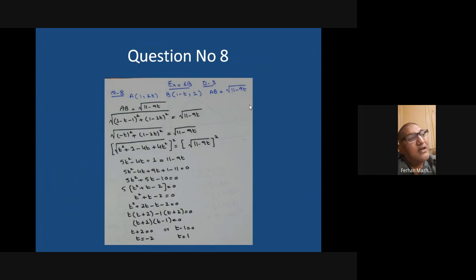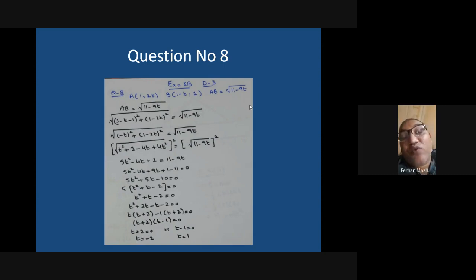So the x2 is 1 minus t, and the x1 is 1. So I will write (1 minus t minus 1) whole square plus y2 is 1 and y1 is 2t, so (1 minus 2t) whole square, with a square root on it. And we already know the distance is under root 11 minus 9t. Now you can see 1 and minus 1 cancel, so you are left with minus t only. So the square of minus t plus (1 minus 2t) whole square, under root, equals under root 11 minus 9t.